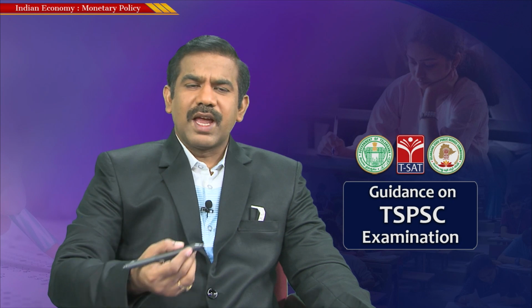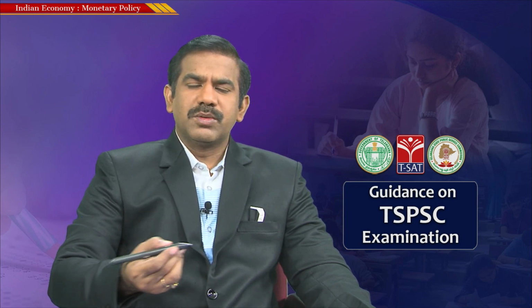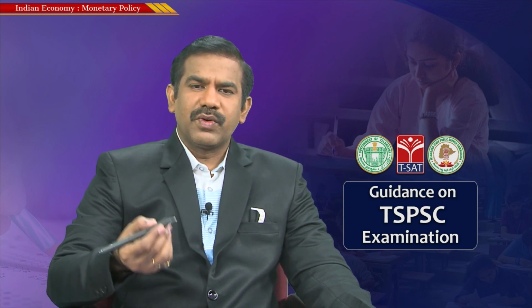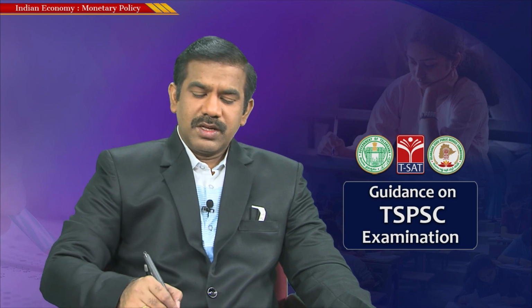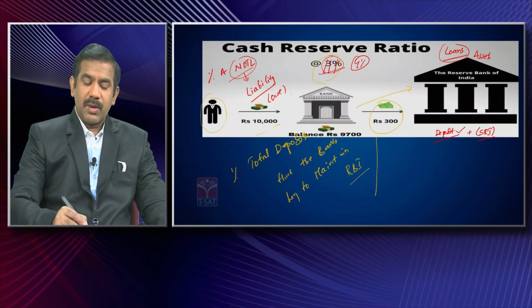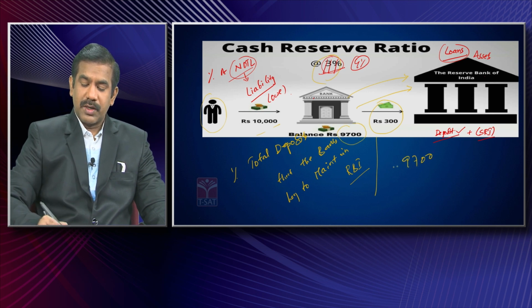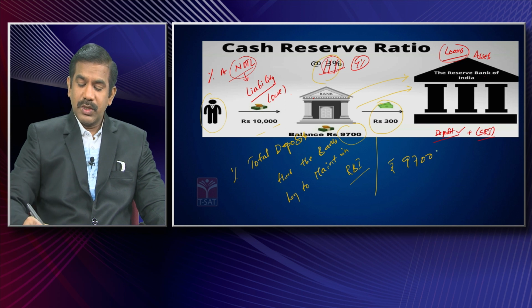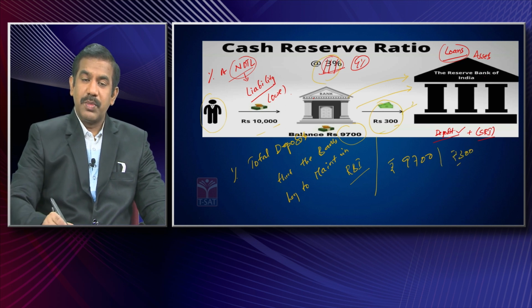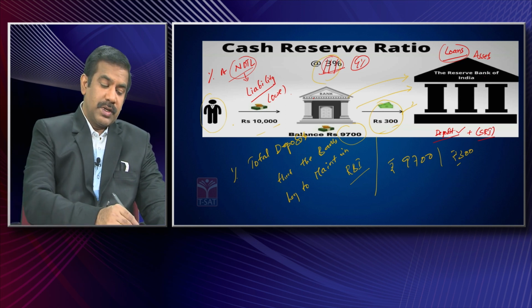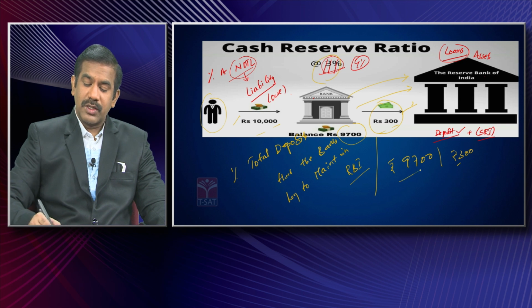So how would this help in altering the supply of money or the supply of credit? Out of 10,000 rupees, if this bank ends up parking 300 rupees, the bank would only lend 9,700 rupees to the market. Because 300 rupees has been kept aside in the form of cash with the RBI, the bank could not afford to lend it. It accepted 10,000 rupees, but could only lend 9,700.